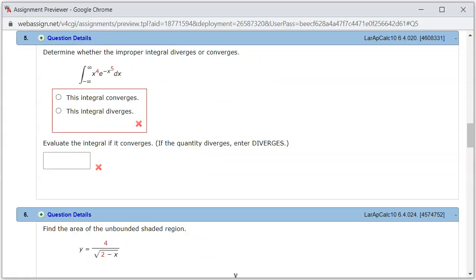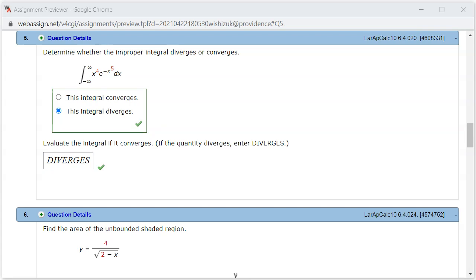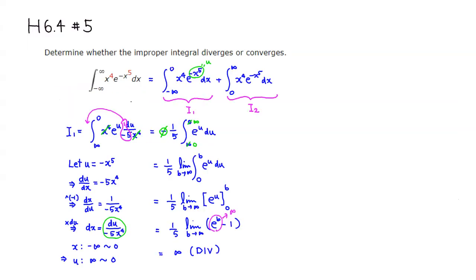So here, the answer would be diverges. Let's check the answer. It came back and looks like we got this one correctly. That's it. I hope that this was clear.